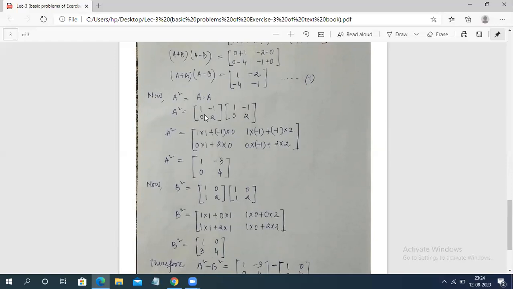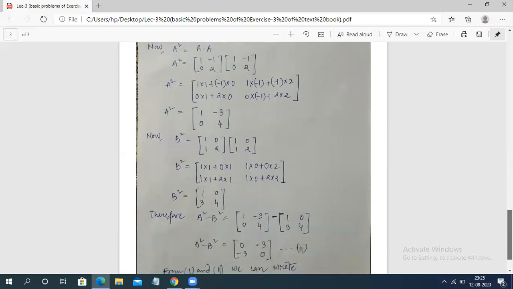Now come to the second row. Second row with first column: 0 into 1 plus 2 into 0. Okay. Now 0 into minus 1 plus 2 into 2. This is the last element. So A square is 1, minus 3, 0, 4.